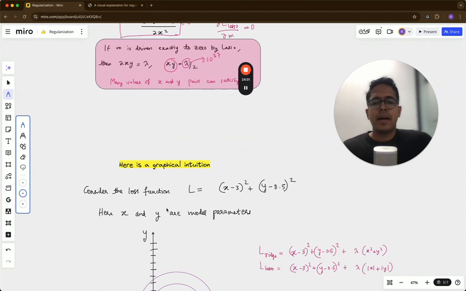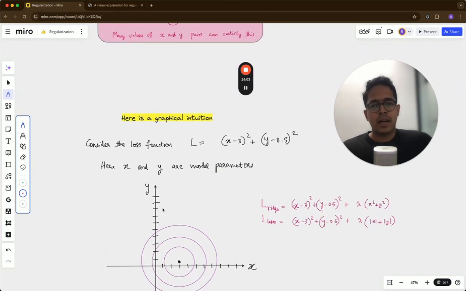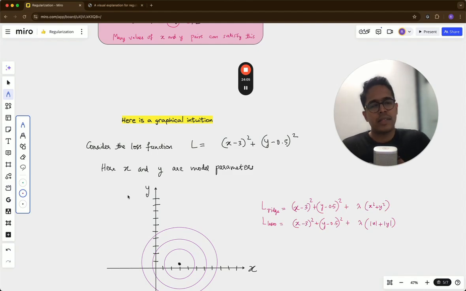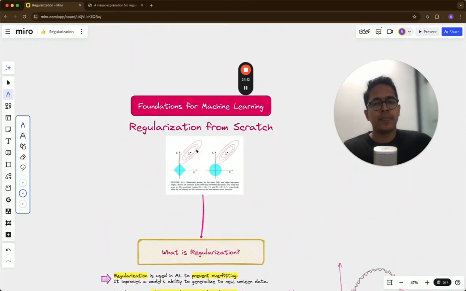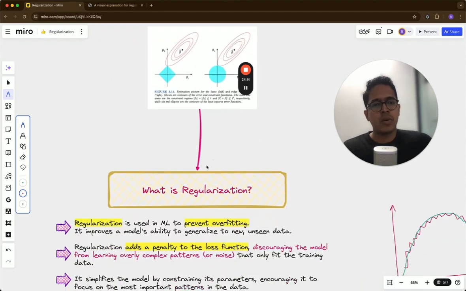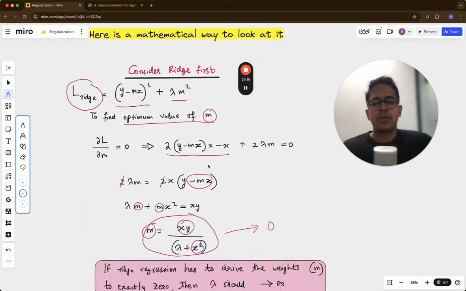Now let us come back to the graphical intuition part, which is what I'm more excited to show you, because this is a figure that you will definitely come across on the internet somewhere when you type regularization on Google. So I want to spend some time on this.